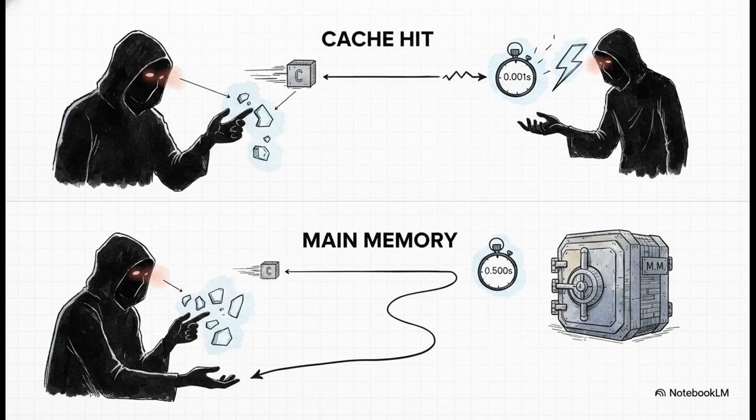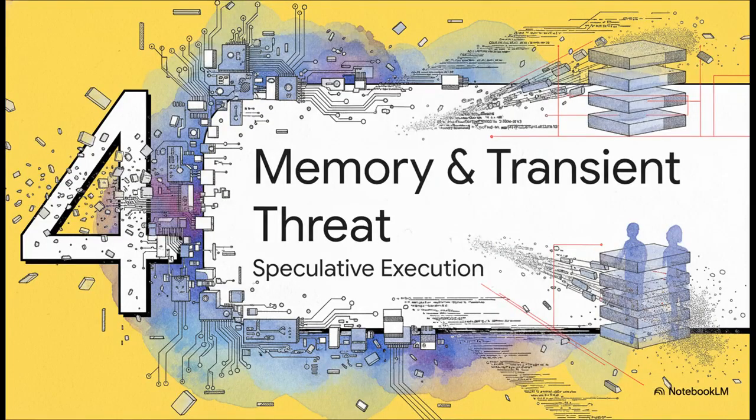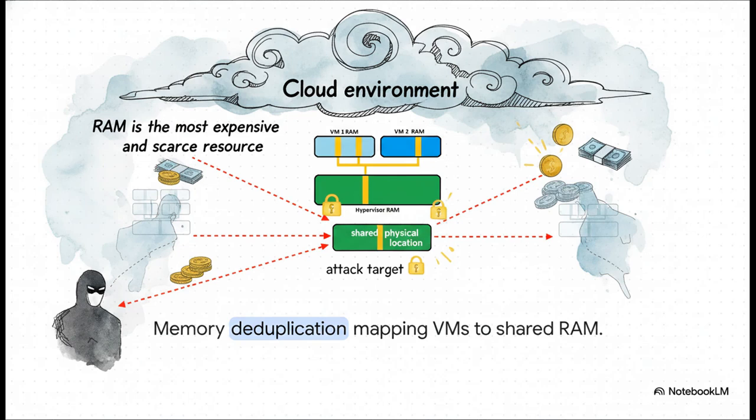Researchers have actually used this exact method to extract highly secure cryptographic keys, like AES and El-Gamal, right out of a neighboring VM. Okay, on to Section 4, Memory and Transient Threats. Now, hypervisors really do try to be helpful, but sometimes they inadvertently create massive vulnerabilities.